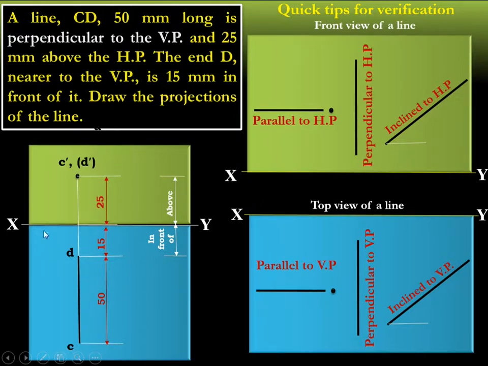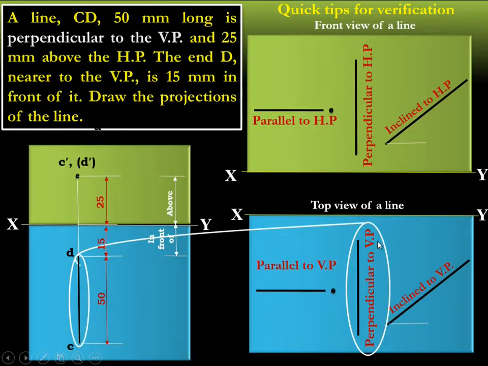Ensure that the line is located in the first quadrant. It is given that the line is perpendicular to the vertical plane. Whenever a straight line is perpendicular to the vertical plane, its top view will be obtained below the XY line and the top view will also be perpendicular to the XY line. Here we can see the line is perpendicular to the vertical plane, its top view is obtained below the XY line and it is also perpendicular to the XY line.